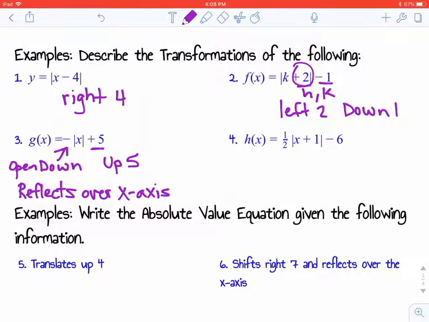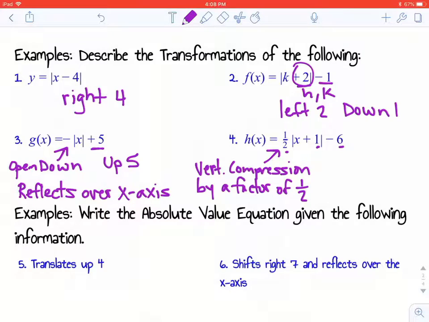In number 4, we have 3 extra numbers on our parent function. So they've been added in. They're different than our basic parent function. So the 1/2 is a vertical compression. I'm going to abbreviate a little bit. It's a vertical compression, and we say by a factor of just that number. So there's nothing fancy when we write the factor. Vertical compression by a factor of 1/2. And then the 1 on the inside of our absolute value symbol makes this shift to the left 1. And then the negative 6 or minus 6 out there in the back makes our graph go down 6 units.